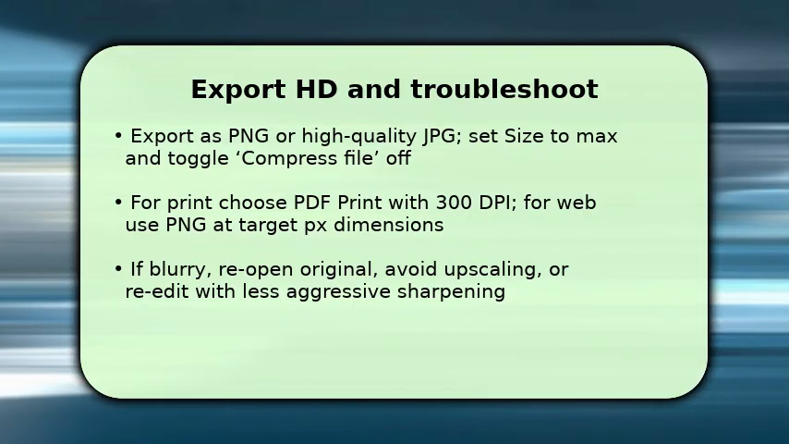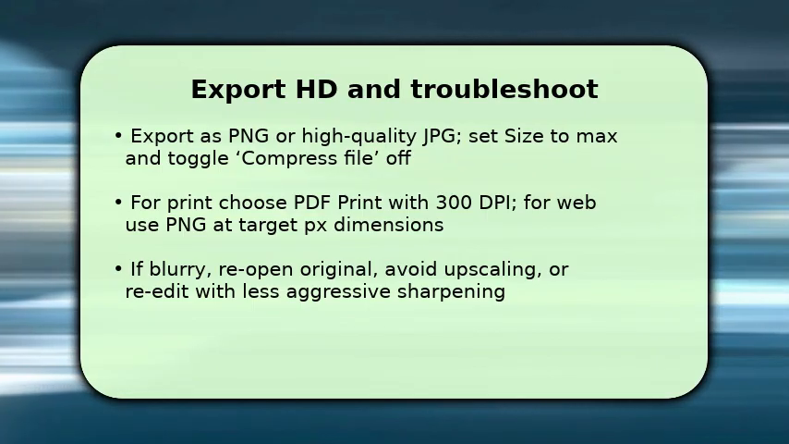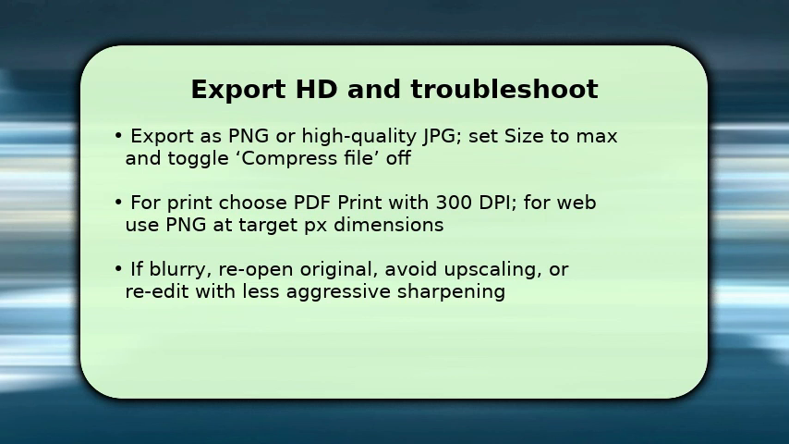If the image looks soft or artifacted, go back to the original file, avoid upscaling, undo over-sharpening, and reapply smaller adjustments. That troubleshooting step fixes most clarity problems quickly.